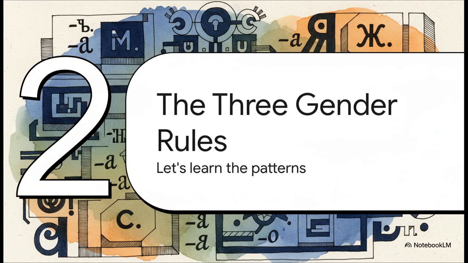So, how do we know which is which? How can you tell if a noun is masculine, feminine, or neuter? Well, the secret? It's all about the last letter of the word. Let's walk through the three main rules right now, and you'll see just how simple this pattern really is.